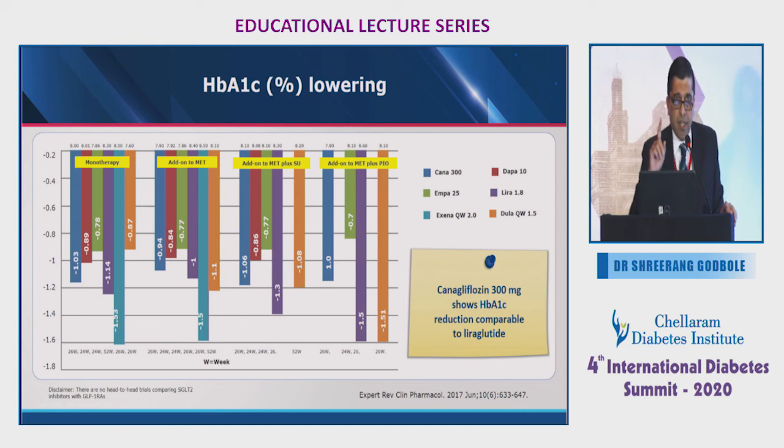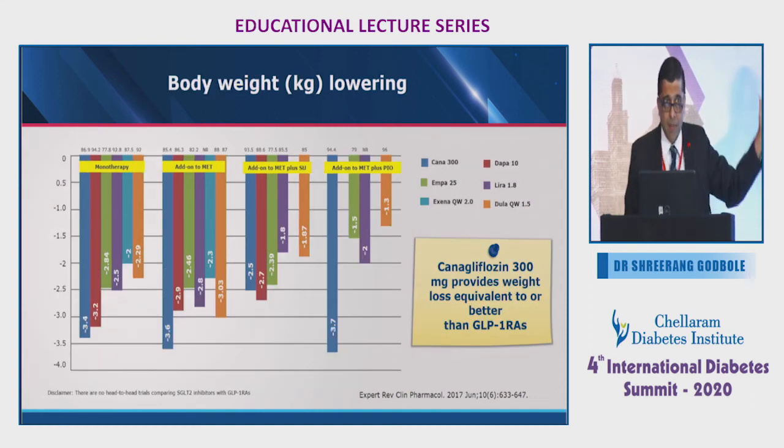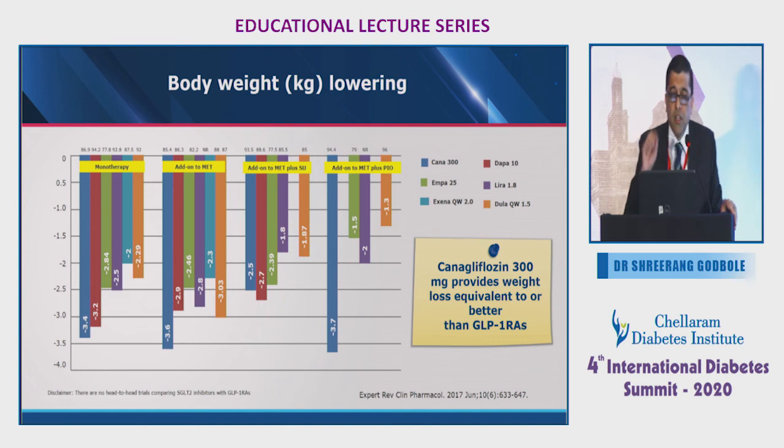Lira 1.8 has superior A1C control compared to Cana 300, okay? 1.2 has comparable A1C control. 1.8 has a superior control compared with Cana 300, but now if you take body weight lowering and do the same network analysis, in fact, the weight loss that you get with Canagliflozin 300 is equivalent to, or in fact even slightly better compared to even 1.8 milligrams of liraglutide in this particular network analysis.